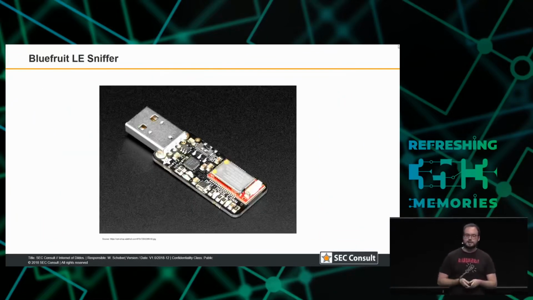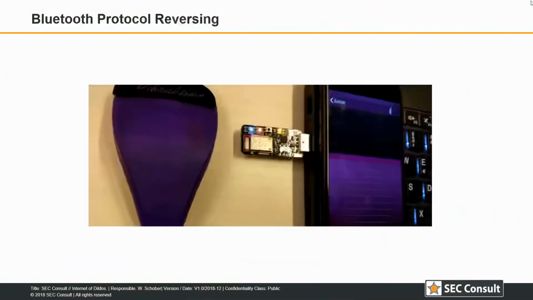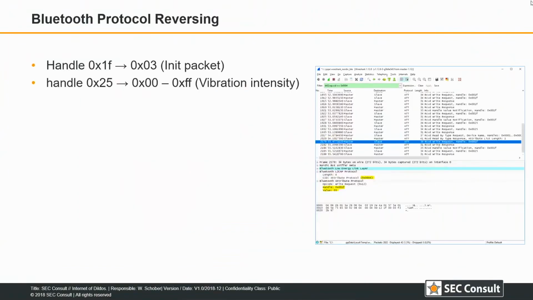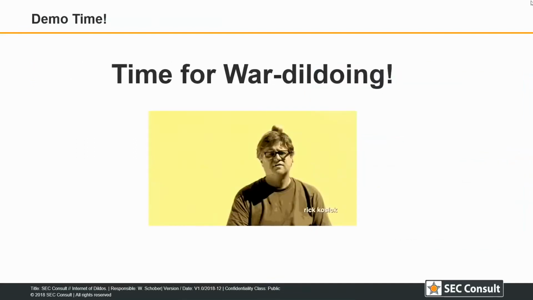I did exactly that using a so-called Bluetooth Low Energy sniffer. I used the Bluefruit device. It works very well. I placed it between the sex toy and the smartphone app, and I sniffed the traffic using Wireshark, and I found some interesting endpoints or handles. There is the 1F handle, which is like an initialization handle, and there is the handle 25, where you can send values from 0 to FF to set the vibration intensity. And now it's time for a little bit of war dildoing.